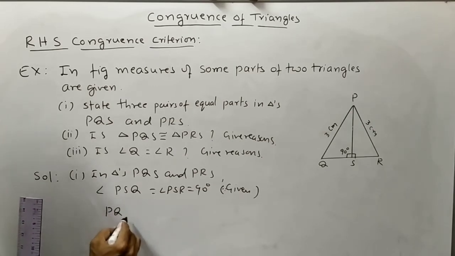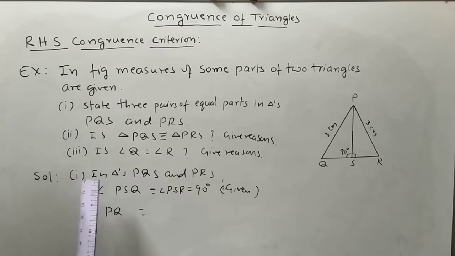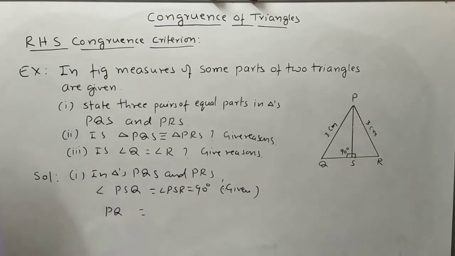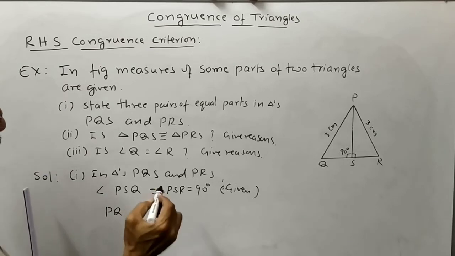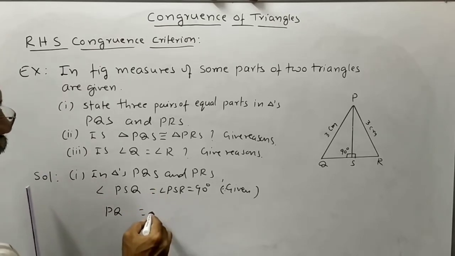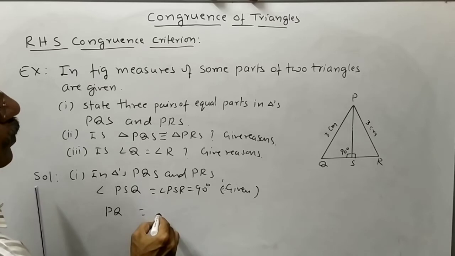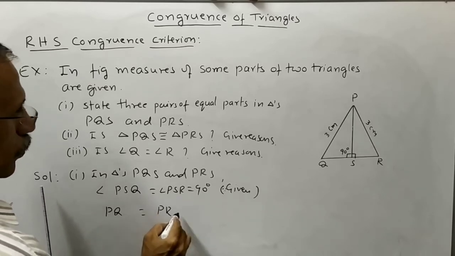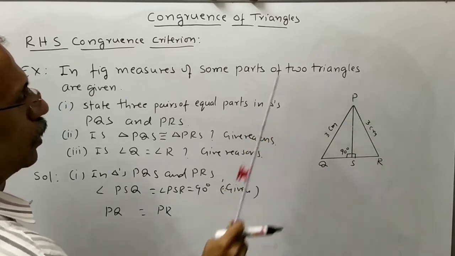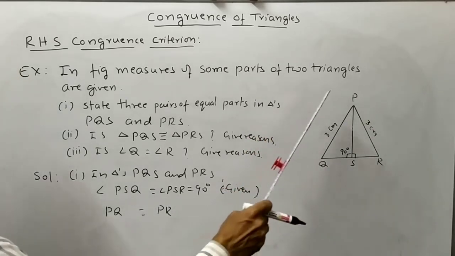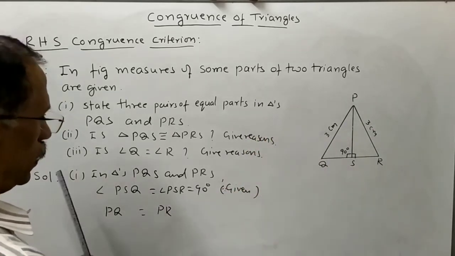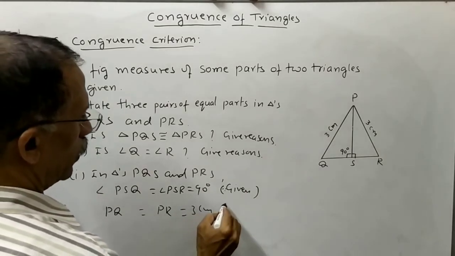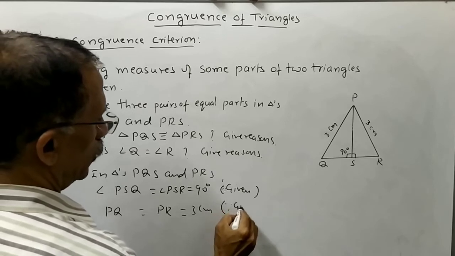Hypotenuse PQ of right triangle PSQ is equal to hypotenuse PR of right triangle PSR, is equal to 3 centimeter. That is also given.